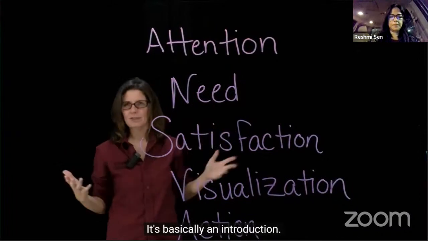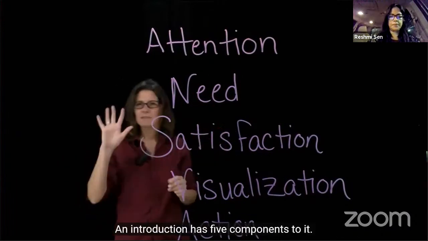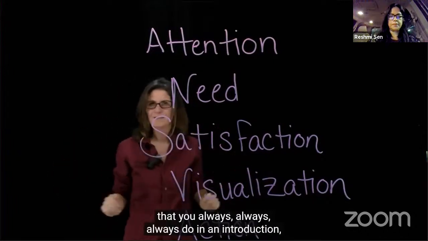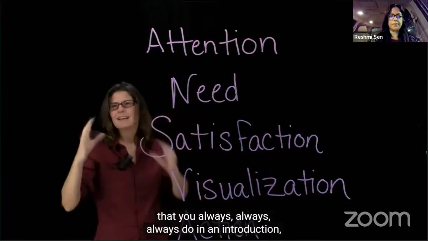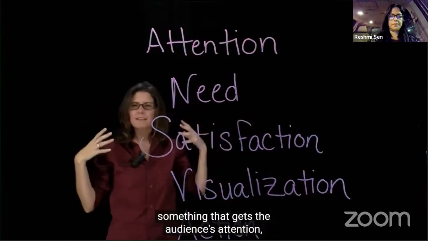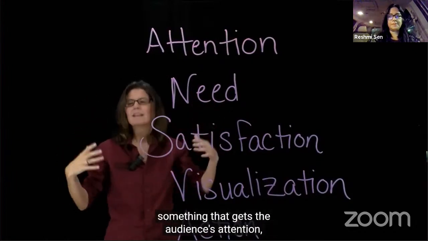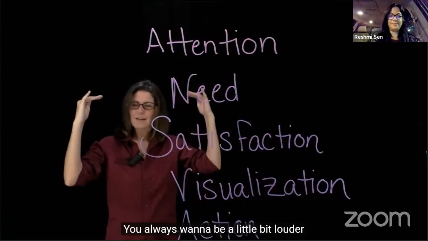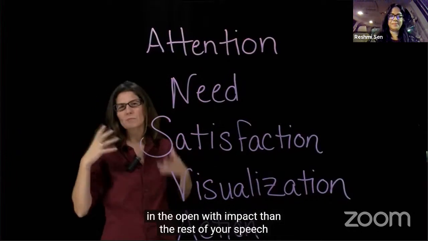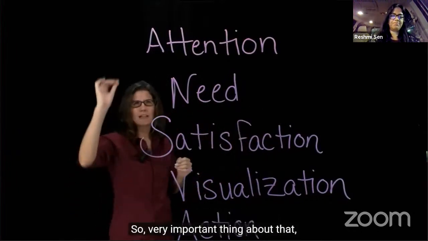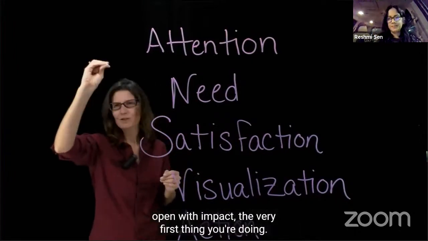Now, the attention step is similar to what we've seen before. It's basically an introduction. An introduction has 5 components to it. The first thing that you always do in an introduction is you open with impact. So come out with a big statement, something that gets the audience's attention, something that hooks us. You always want to be a little bit louder in the open with impact than the rest of your speech because you're getting the attention of the audience.